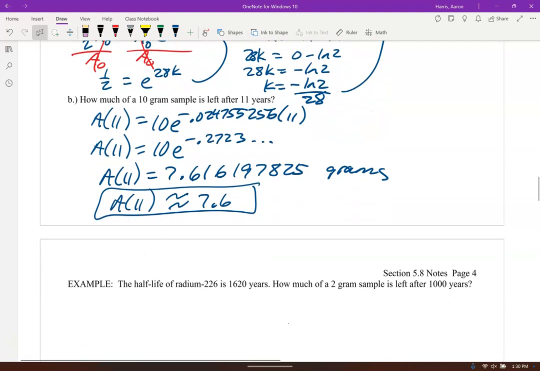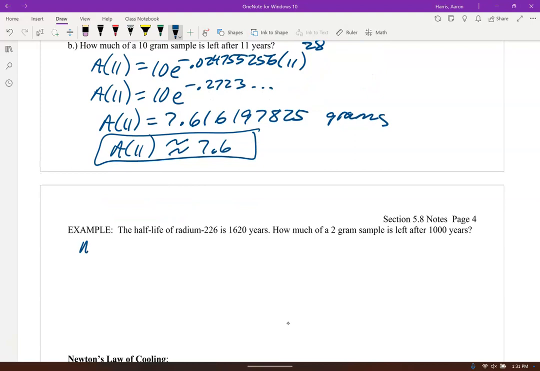You could try this one. It'd be a good time to pause it and try this similar type of a problem. You get a half-life of this radium-226 is 1620 years, right? So it takes 1,620 years to have half the original amount.